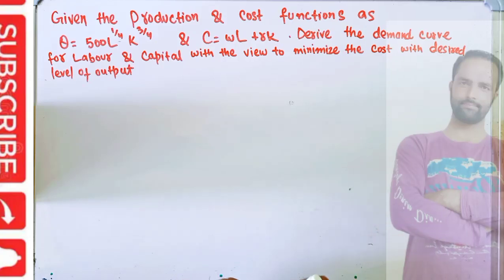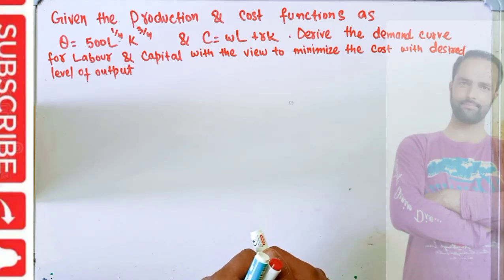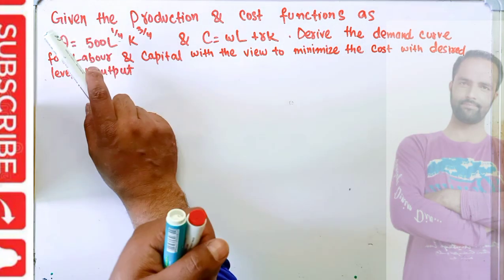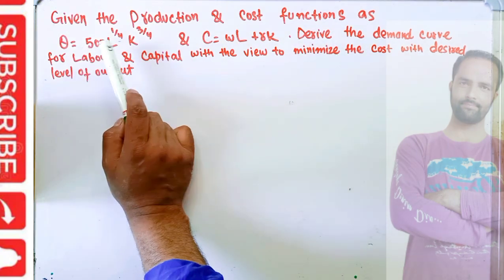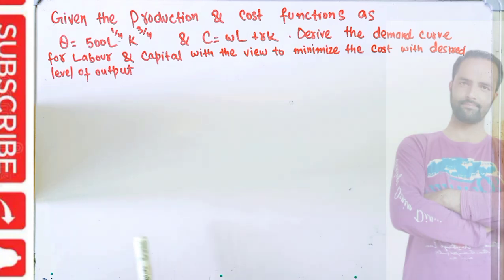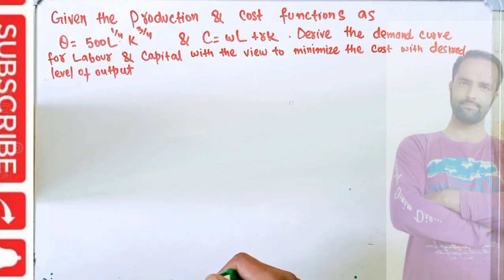In this video we will solve a question on how to derive the demand curve for labor and capital when our aim is to minimize the cost with a desired level of output. The question is: given the production function Q = 500 L^(1/4) K^(3/4), Q is the output, L is the units of labor, and K denotes the units of capital.